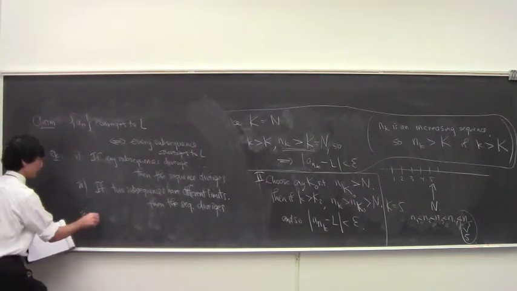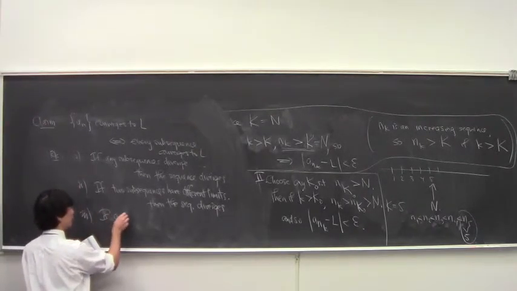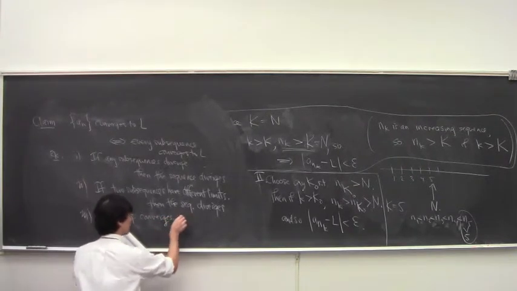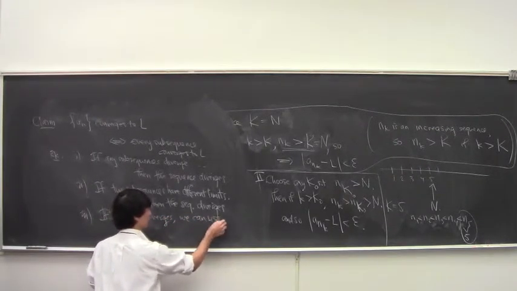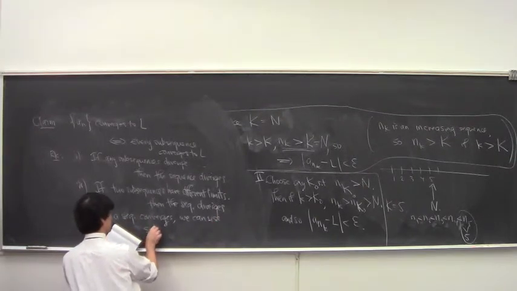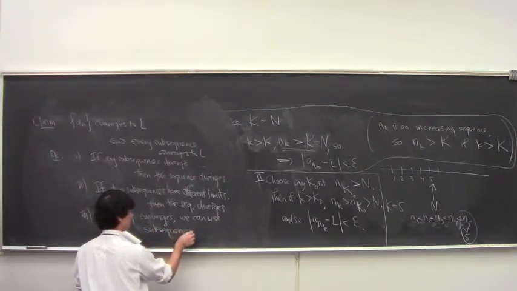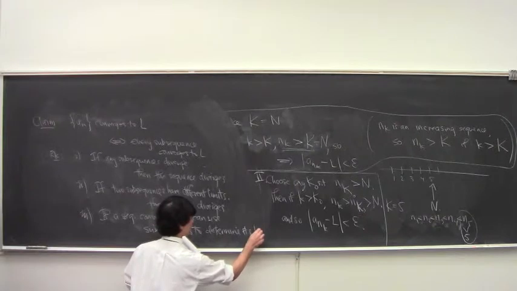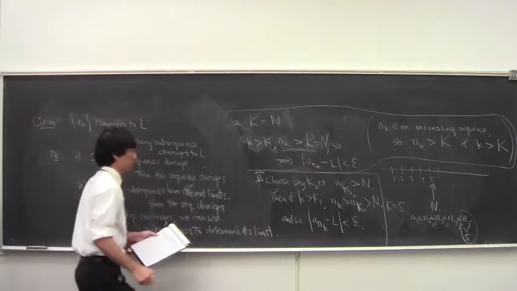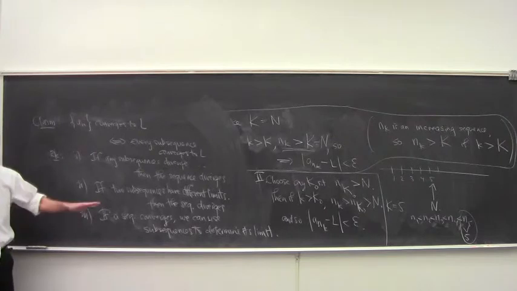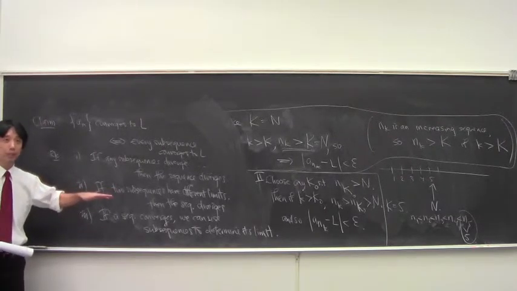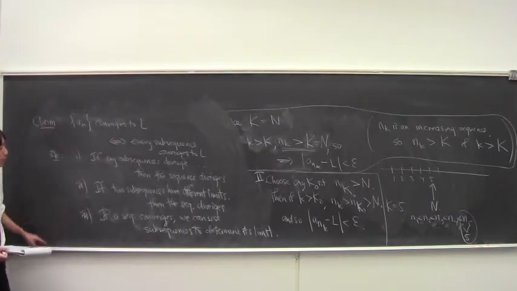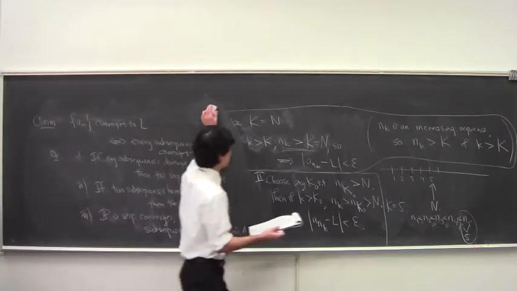Okay, and 3, if a sequence converges, then we can use subsequences to determine its limit. Because if you find some subsequence that converges, you know that the full sequence is going to converge to that. So just some pretty obvious consequences.